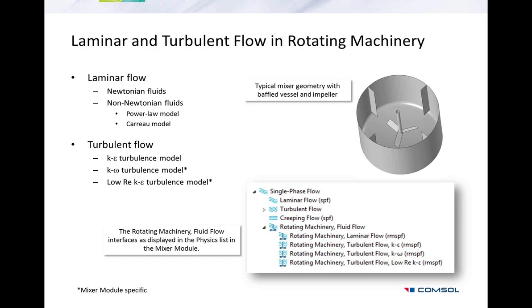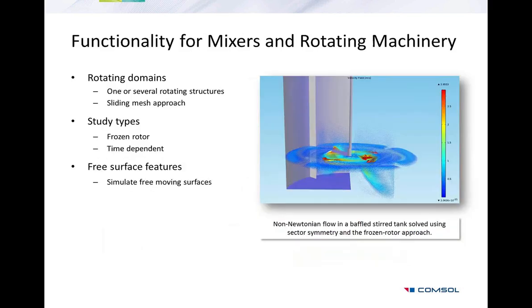Here you can see a list that displays the rotating machinery fluid flow interfaces in the mixer module. The rotating machinery interfaces combine rotating and stationary domains using a sliding mesh approach to account for topology changes. The interfaces have two study types, the frozen rotor study type and time-dependent. For the time-dependent flow, we can also model moving free surfaces with contact angles which depend on surface tension coefficients.